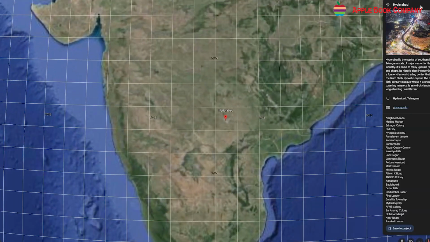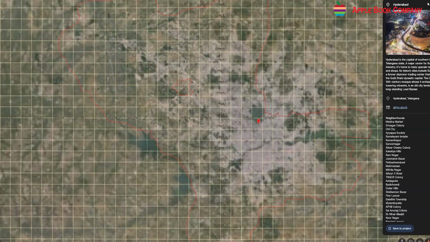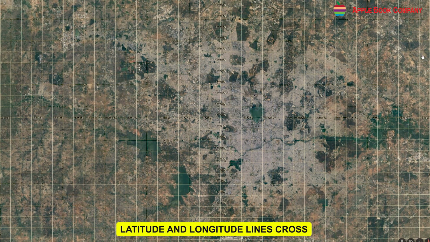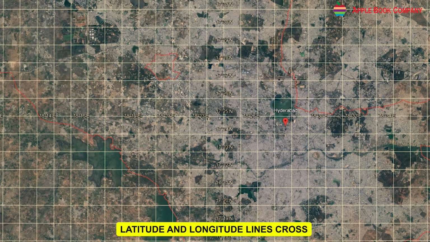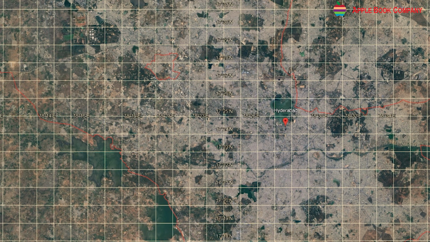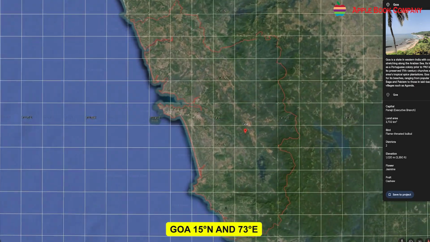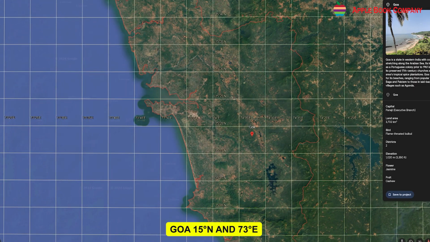The exact location of a place, or its coordinates, is where its latitude and longitude lines cross. Coordinates are given in degrees with latitude listed first. For example, if Goa is at 15 degrees north and 73 degrees east, it means it lies where the 15 degree north latitude line and 73 degree east longitude line meet.